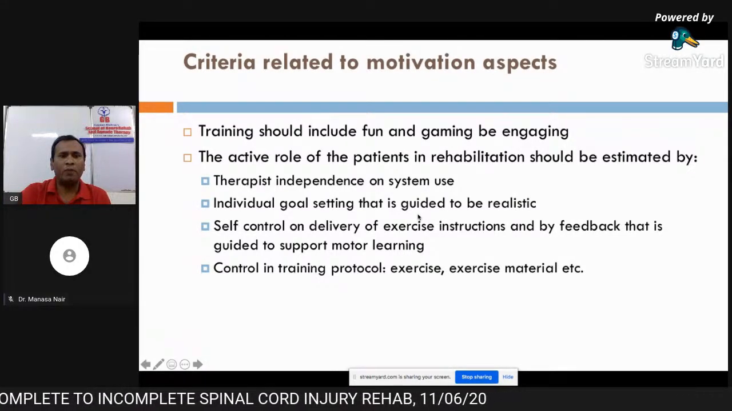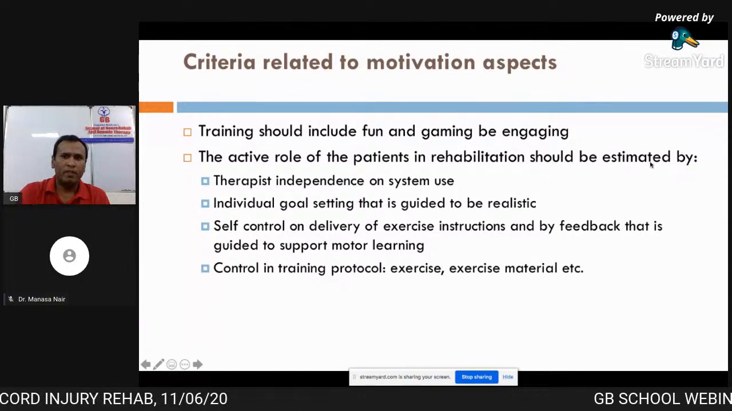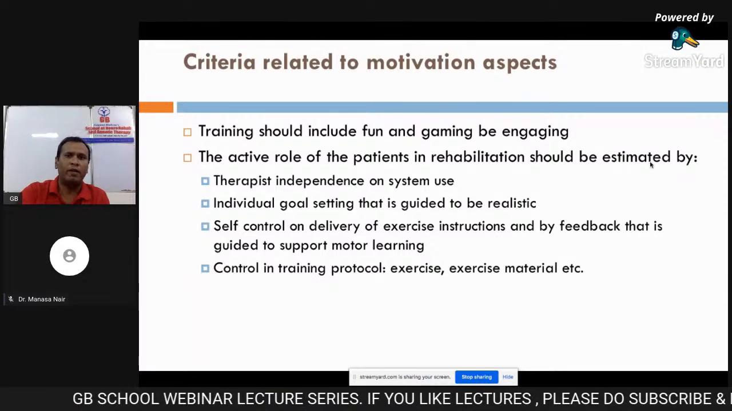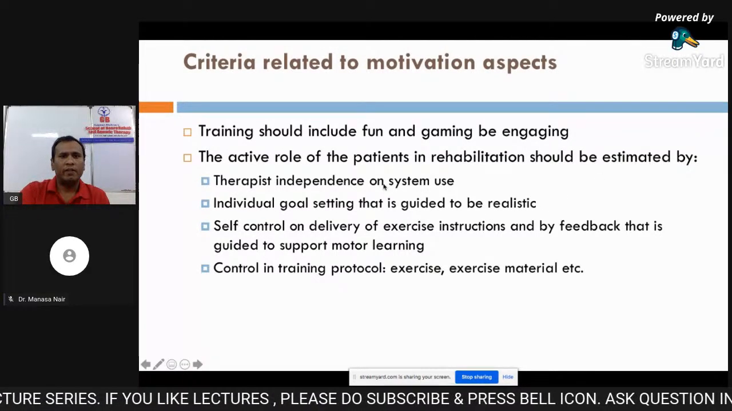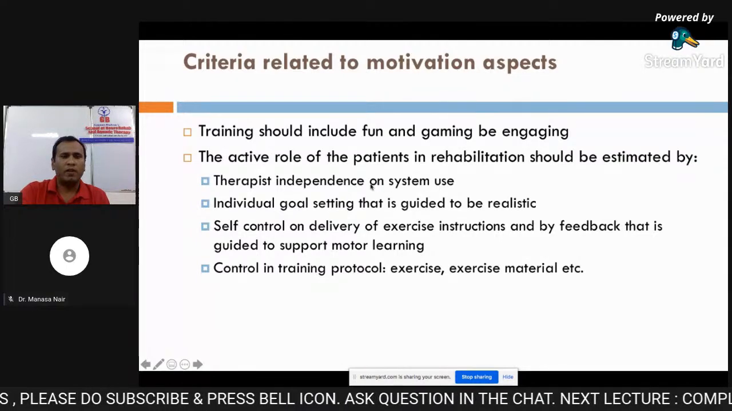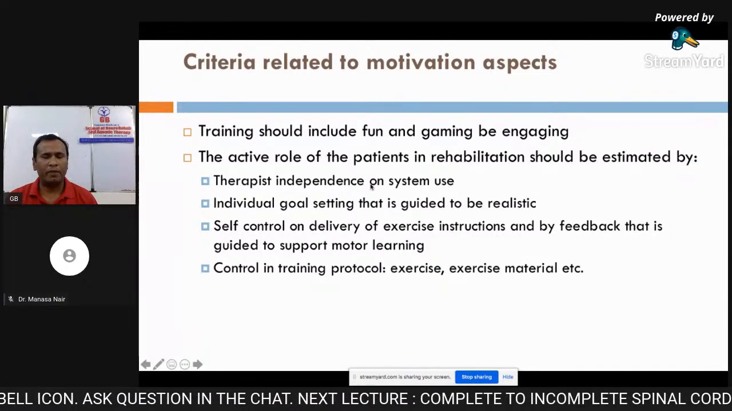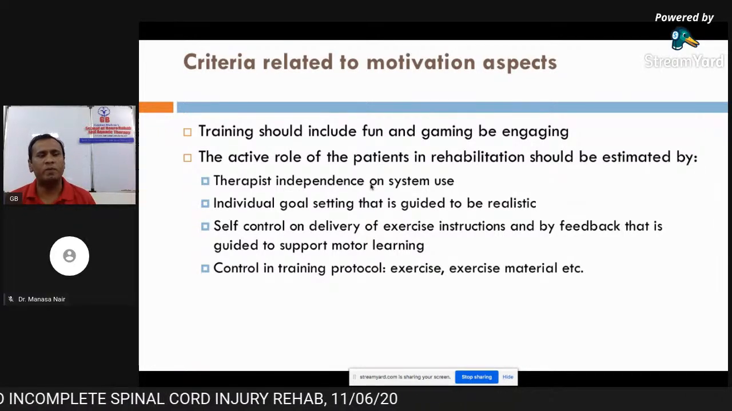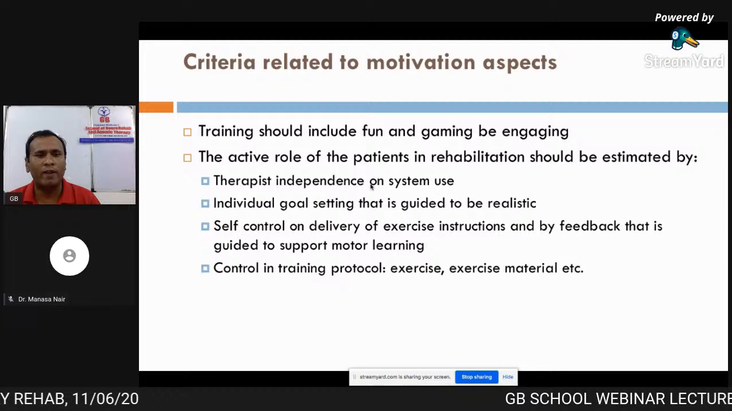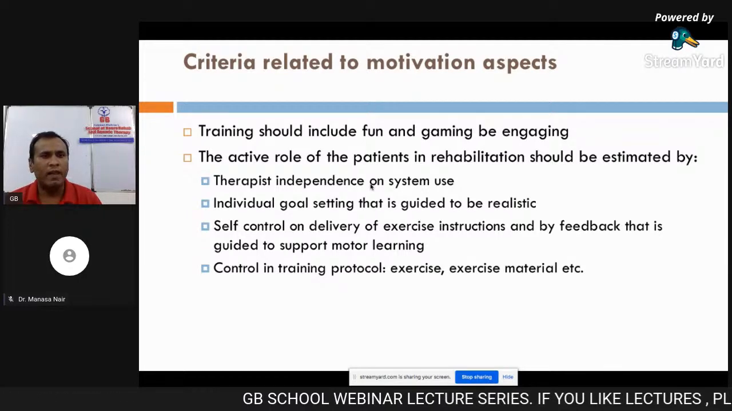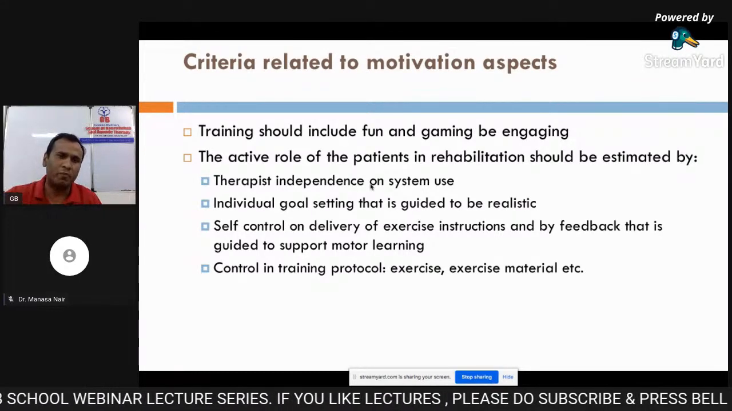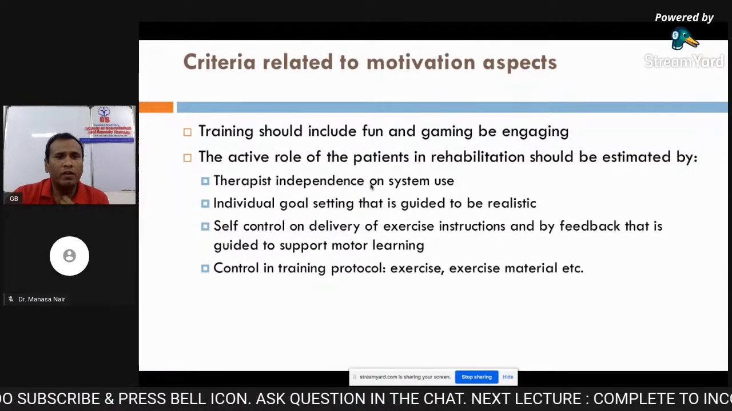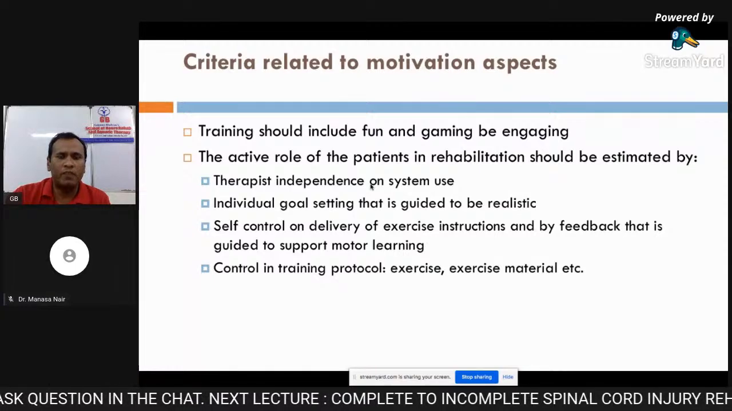Active role of patient in rehabilitation should be encouraged. To make them engaged and to make them active, what points should be included? Therapist independence of the system's use. The exercise program should be designed in such a way that it does not require too much involvement of the therapist. This is how it will motivate the person very well, and it can do the permutation and combination very easily. Individual goal setting that is guided to be realistic.